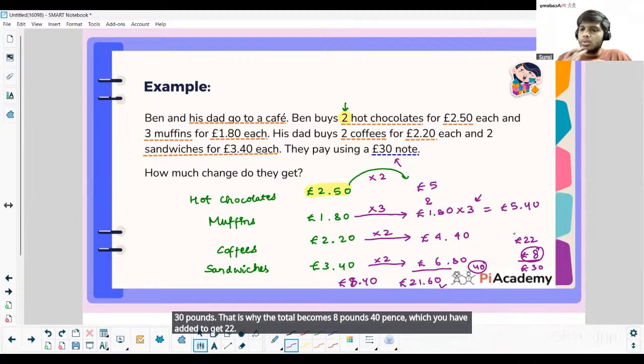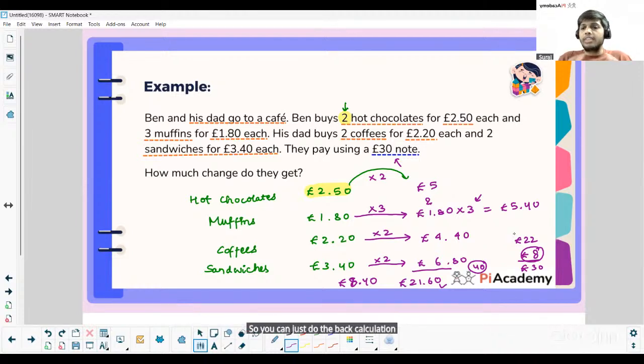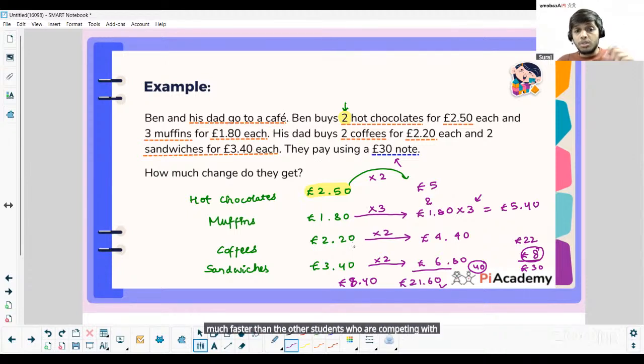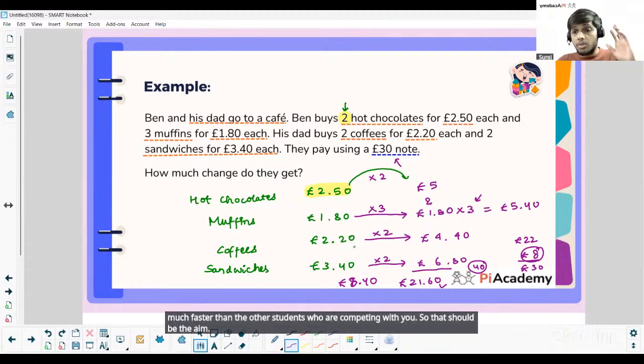So you can just do the back calculation to make it faster and you will arrive at the final solution much faster than the other students who are competing with you. So that should be the aim that you are going to reach.